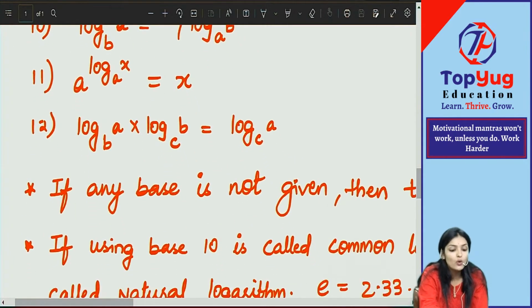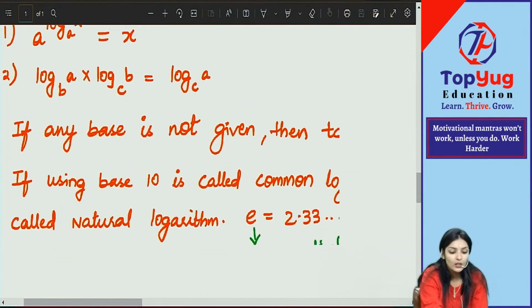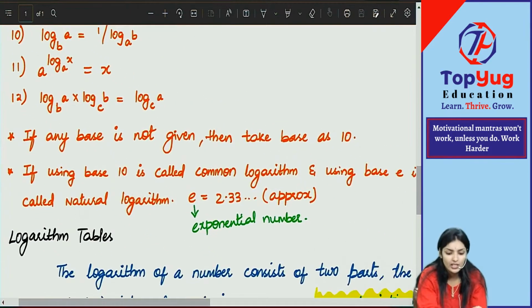Okay. Now log a to the base b into log b to the base c. In both logs you can see that one is the base and the other is the number. You can basically cancel that and directly write log a to the base c. Okay, am I clear? Now, if any base is not given, then take base as 10.